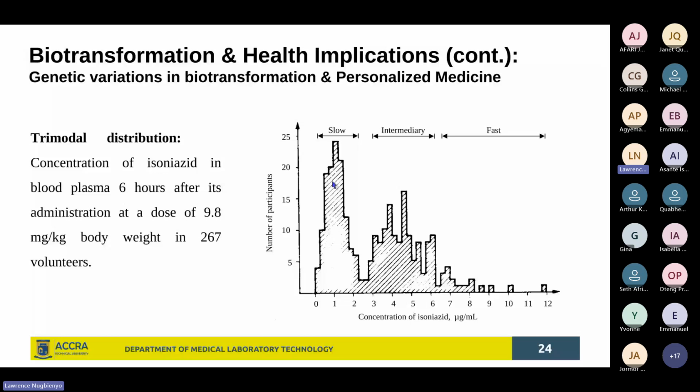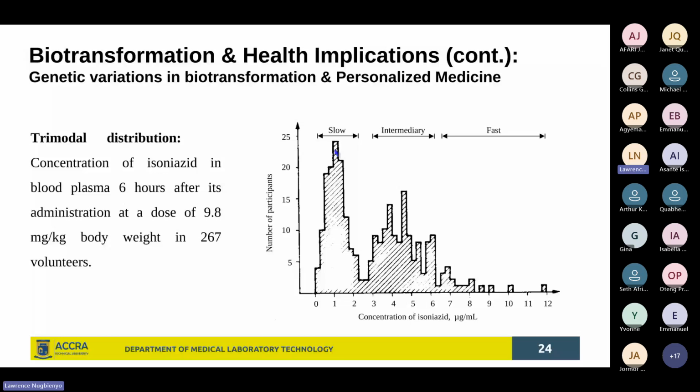So this is an example of a drug, say isoniazid, which is an antibiotic used for treating tuberculosis. That you see, there are some individuals that metabolize these drugs at a slow rate, some at an intermediate rate, and some at a fast rate. And that we refer to as a trimodal distribution of concentration of the drug in the bloodstream of persons to which these medicines are administered.